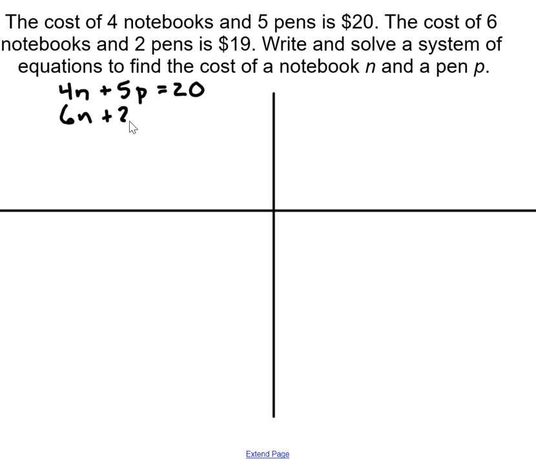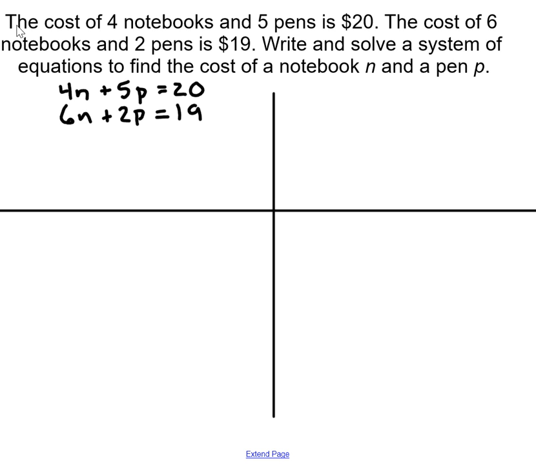Write and solve a system of equations to find the cost of the notebook N and a pen P. So I need to use elimination to help me out here. My first step is going to be to get one of these equal to each other. So I'm going to get my N's equal to each other just because. A number that both 4 and 6 can multiply to is 12. So my key number here is going to be 12.